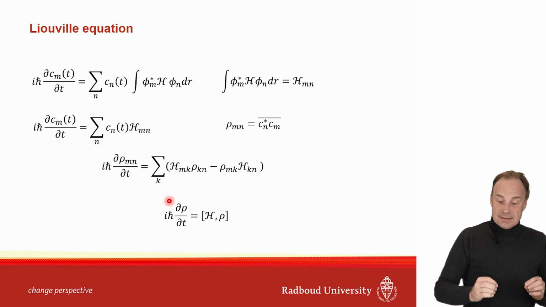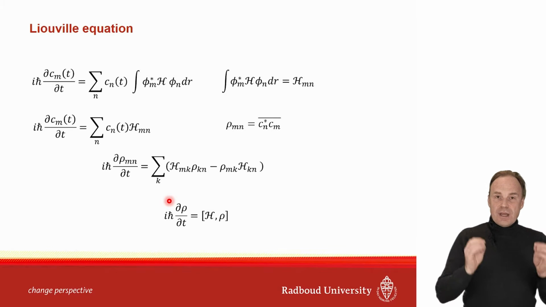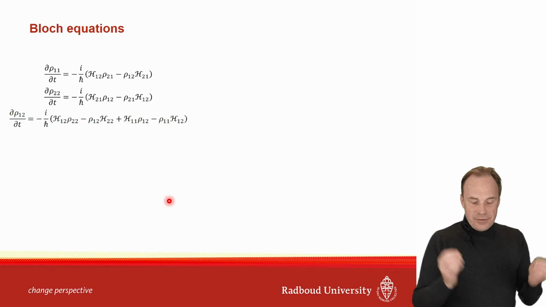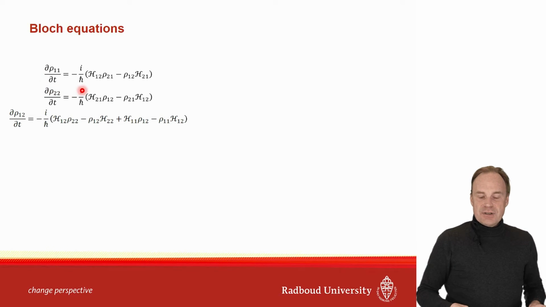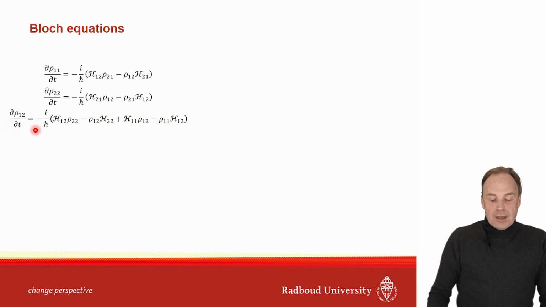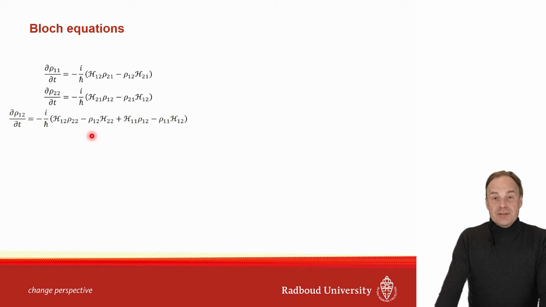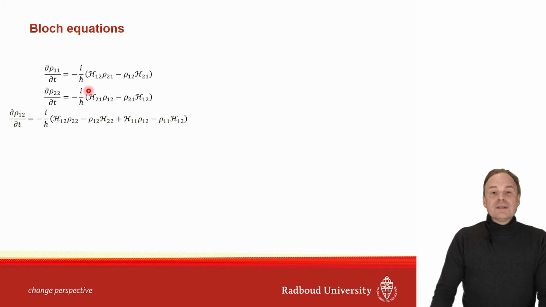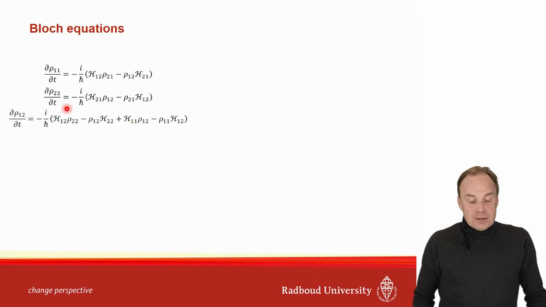I will write next 3 equations for 3 elements of the density matrix: the diagonal elements rho 1,1 and rho 2,2, and one of the off-diagonal elements, rho 1,2.